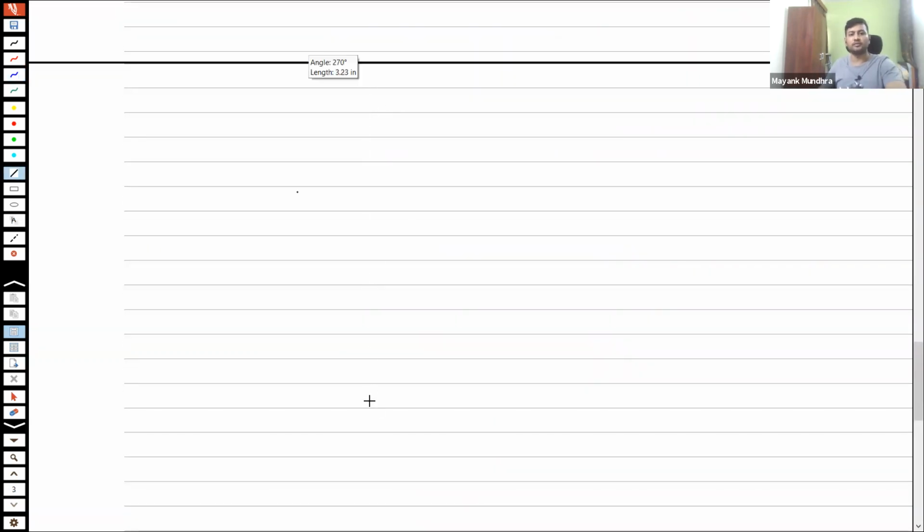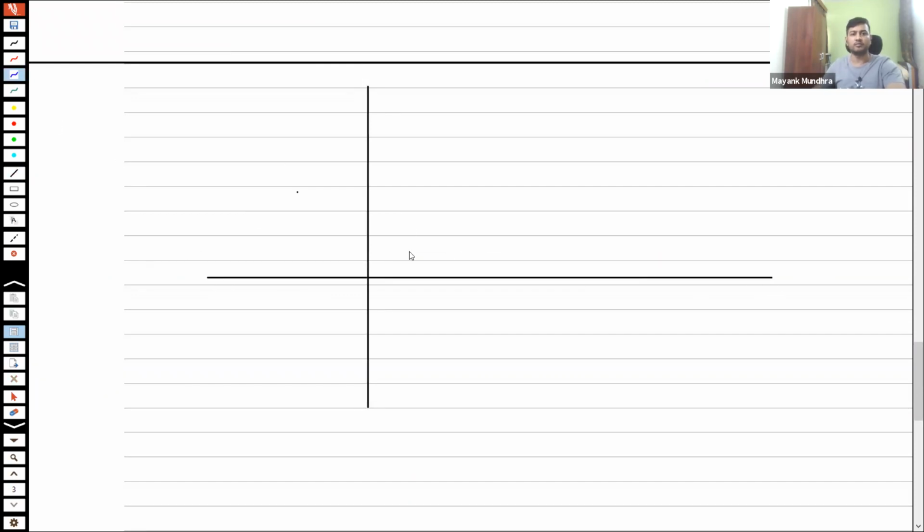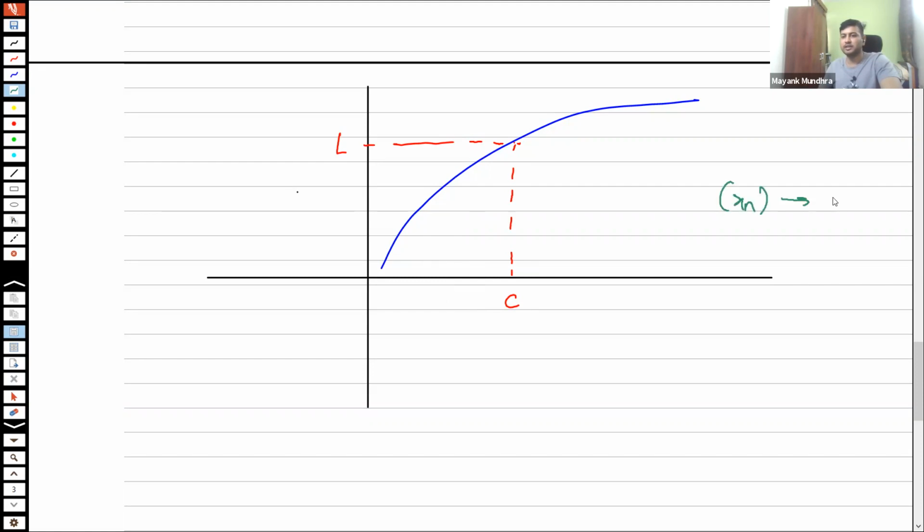Again, let me draw a graph with some function like this. So at some point C, the limit is L. So the definition says that take any xn, any sequence xn tending to C. Okay, so take any xn which is tending to C. So let's say this is my sequence xn which starts from here and tends towards C. Okay. Then the sequence f of xn will be tending to L.